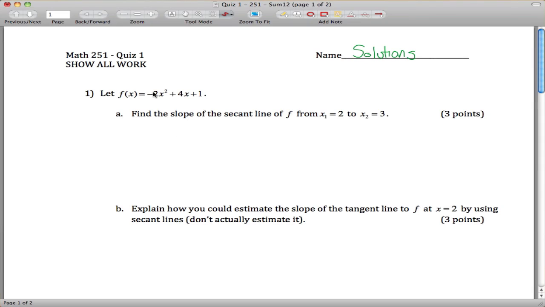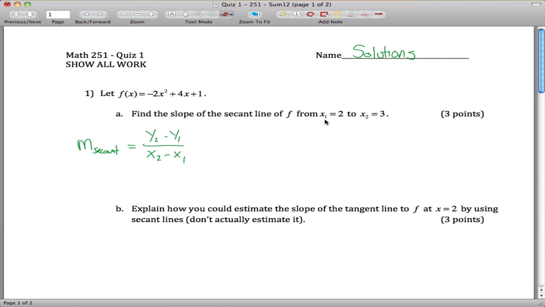All right, here are our solutions for quiz one. Part A, we're asked to find the slope of the secant line to this function up here, given two x values. x1 is 2 and x2 is 3. I guess what you need to know here is that the slope of the secant line is the change in y divided by the change in x.